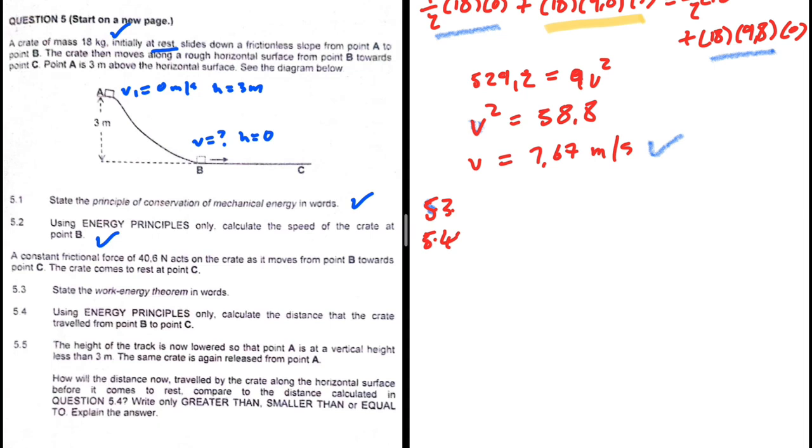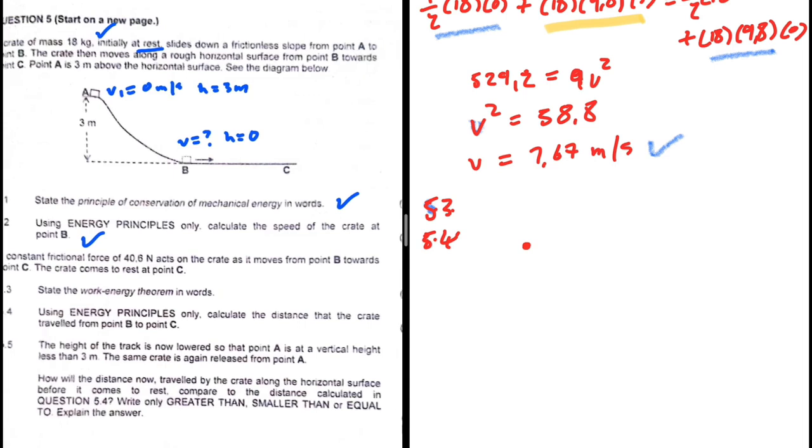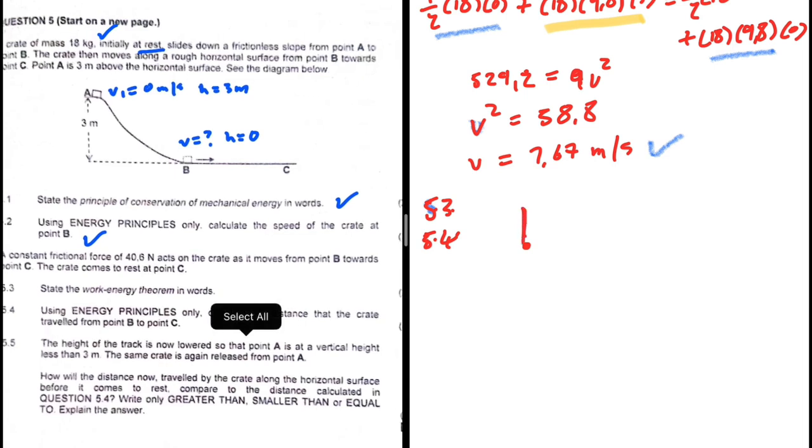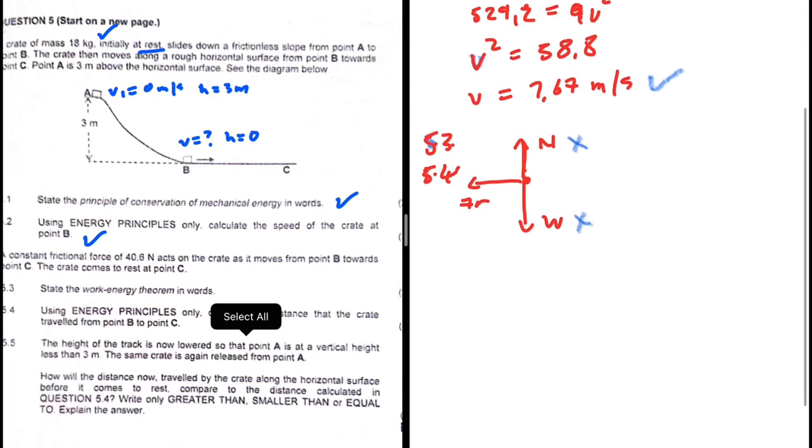And then 5.4, use energy principles only to calculate the distance that the crate traveled from point B to point C. So we need a free body diagram first for the forces acting on our crate from point B to point C. Obviously, we have the normal force resting on the surface, and we have the weight as always. We don't have any force applied, we just have the frictional force. We know that the normal force is not going to do any work perpendicular to the displacement. The same is true with the weight. So frictional force is the only force that is doing work on the object.